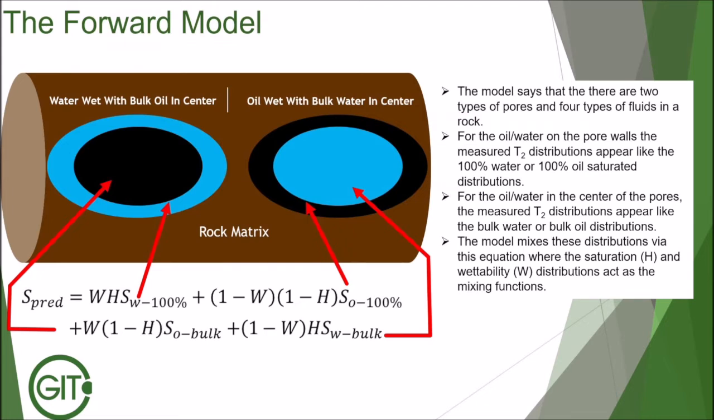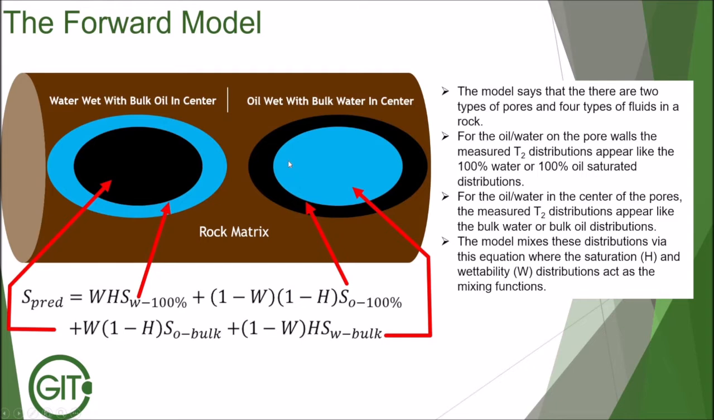So I'm just going to spend the next couple slides talking a little bit more about the specifics of the forward model. The model says basically that there are 2 types of pores and 4 types of fluids in the rock. The 2 types of pores are either water wet or oil wet, and the 4 types of fluids are either oil in the center of the pores, oil on the pore walls, water in the center of the pores, or water on the pore walls.